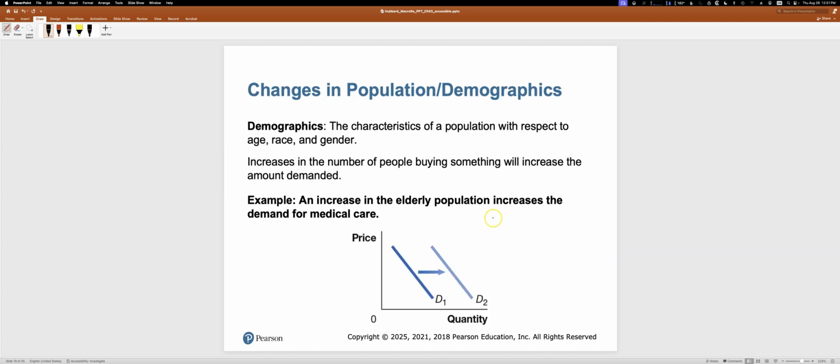For a fourth factor, we could also change the population and demographics. We see a lot of concern about this, with the fact that people are having fewer children. Because people are having fewer children, people aren't buying as many diapers. They're not buying as much baby clothes. And the real long-term concern is that fewer kids would go to college.